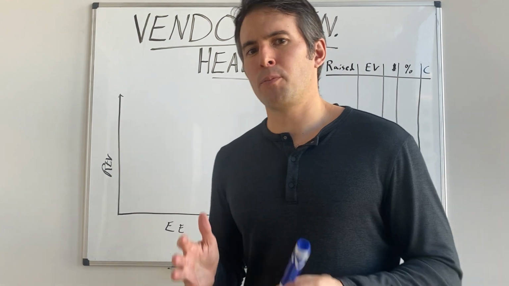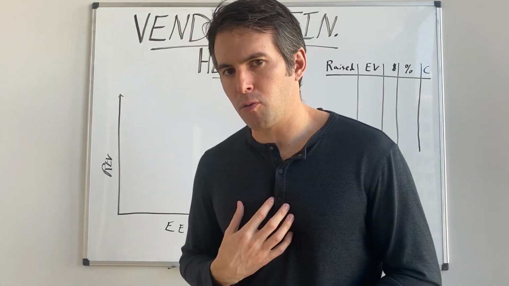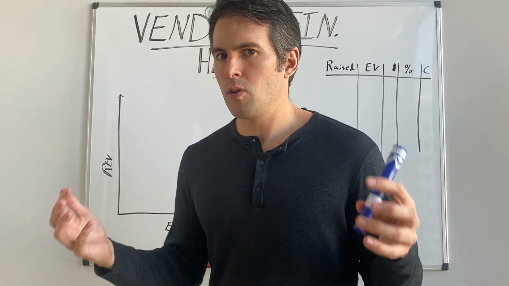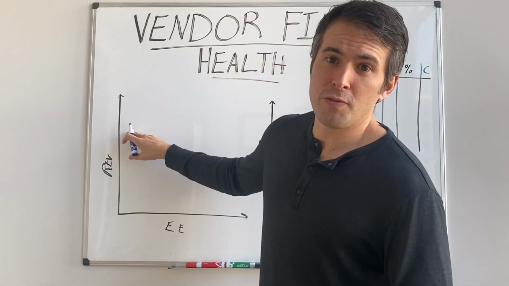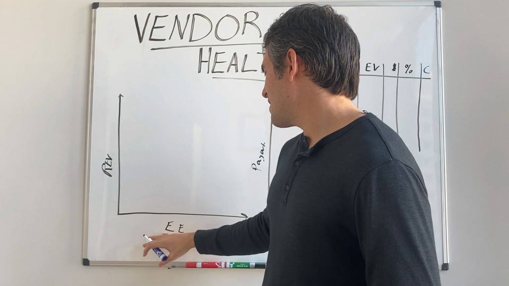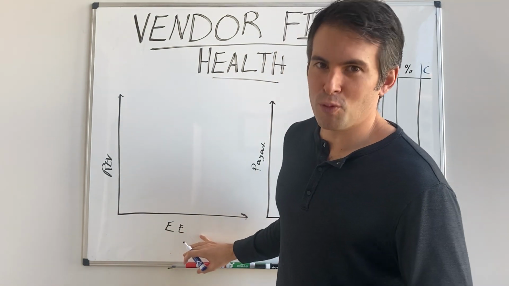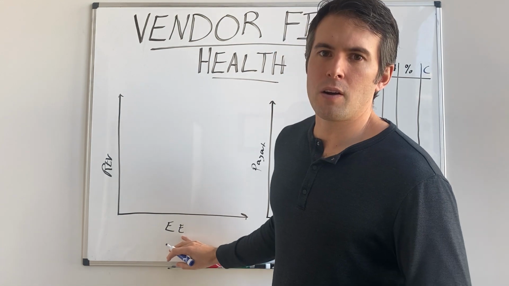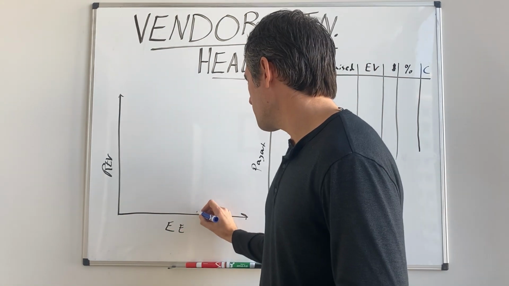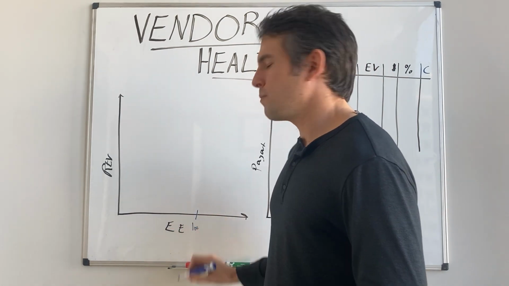Okay, so here's a pretty simple framework that I find very powerful to understand at a high level what is the financial health of a vendor. On the y-axis, we've got revenues, and on the x-axis, we've got employees. And this is, by the way, the employee count of the HR tech vendor. So let's say that this vendor has 100 employees.